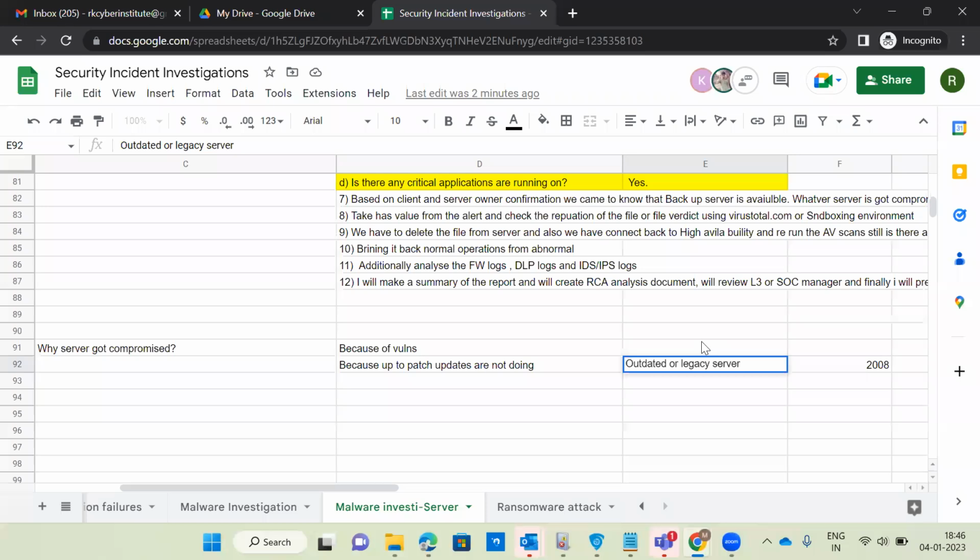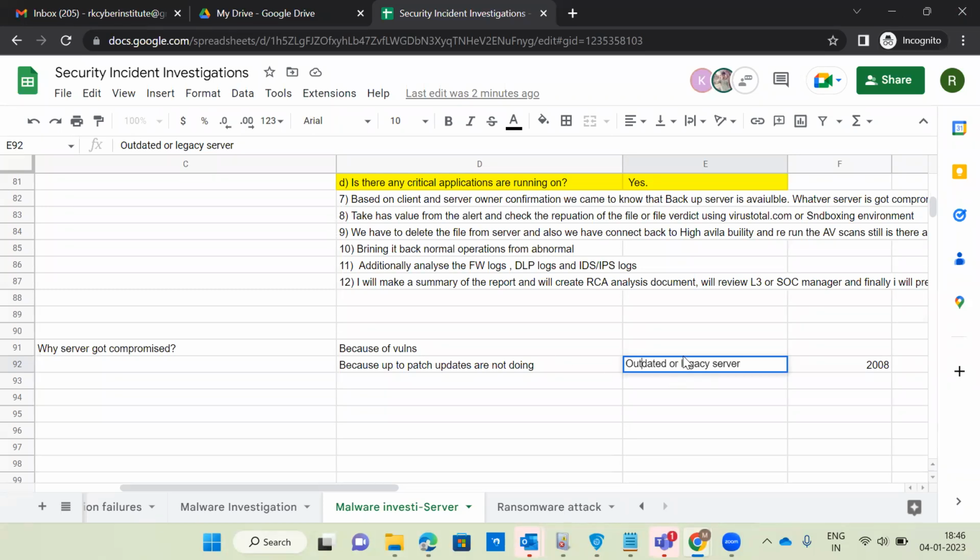So those people came online, and finally we came to know that this server has some issues. They were not doing patch updates from long back, and also the EDR agent was sleeping. The EDR agent was also not updated to the latest. Okay, so this is what happened. That's why we should not use outdated legacy servers.